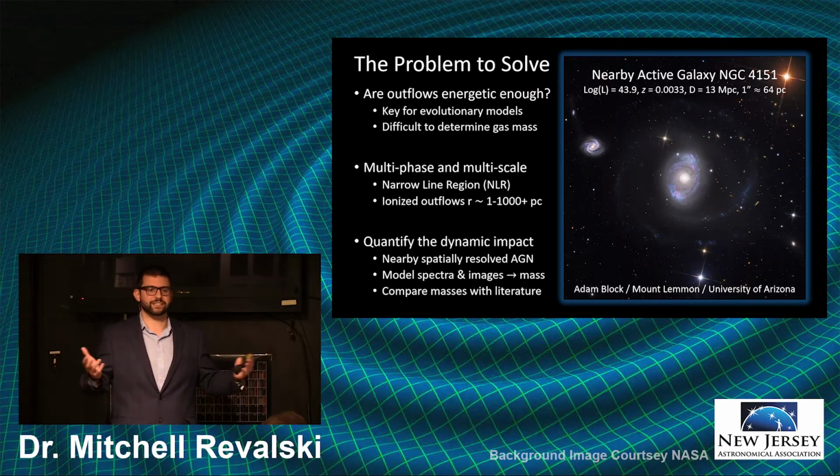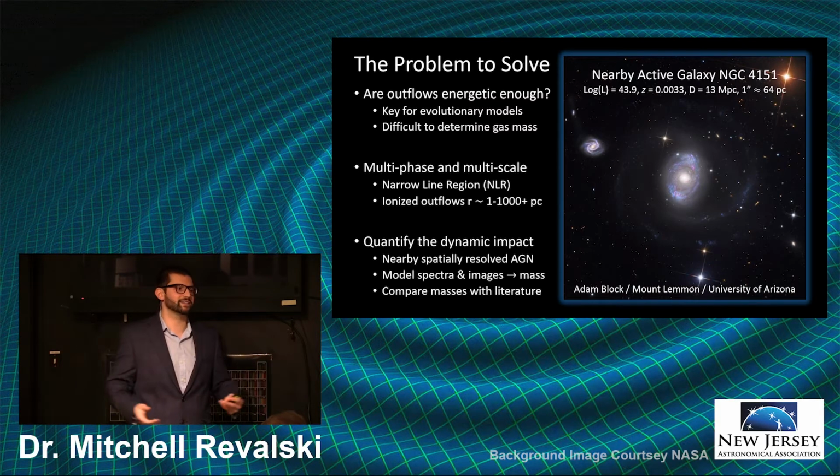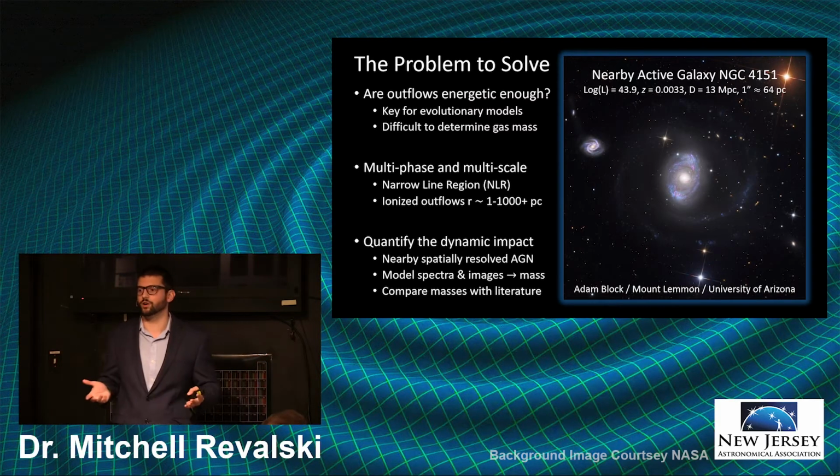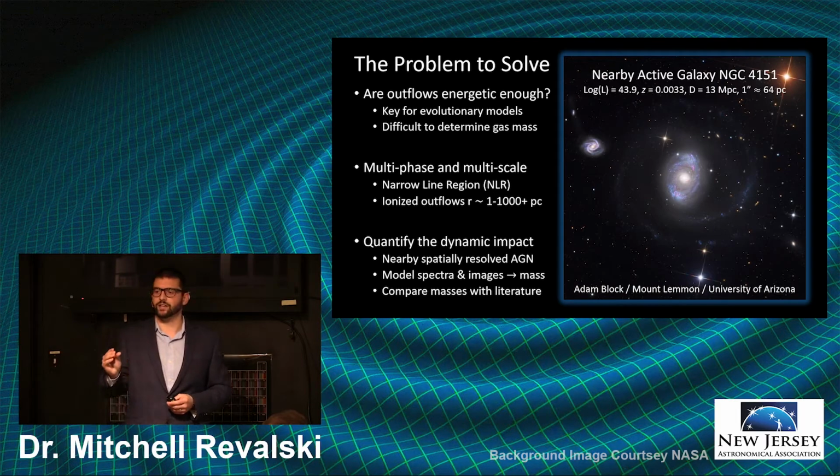So outflows exist in many phases, from very cold gas to hot gas to extremely hot gas, and you can't use one telescope to observe all of those. They just emit at different wavelengths. And so we're going to focus on one in particular, which is that narrow line region, the region that's just producing those narrow emission lines.